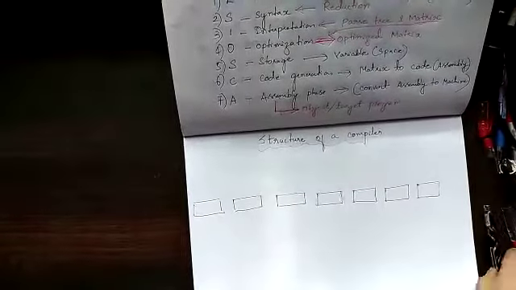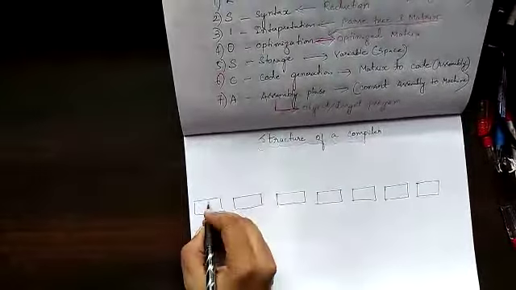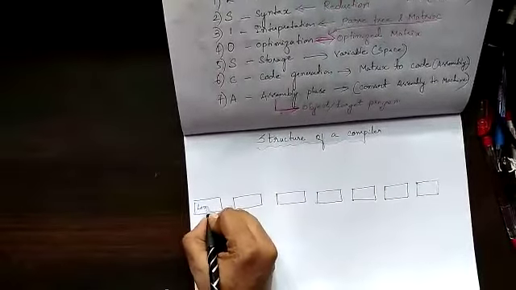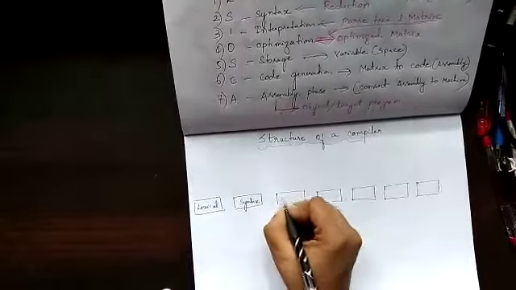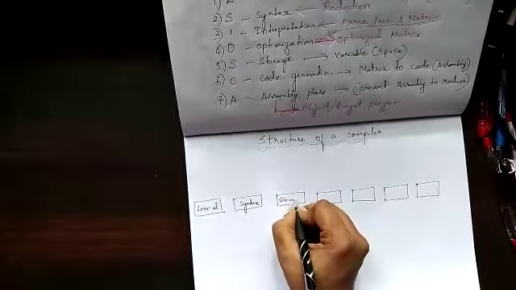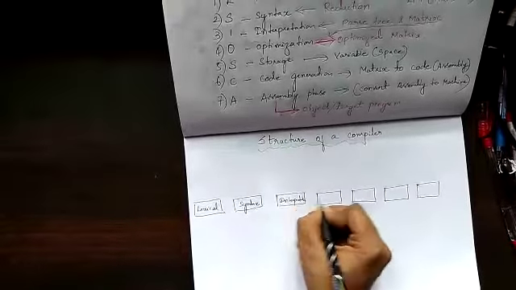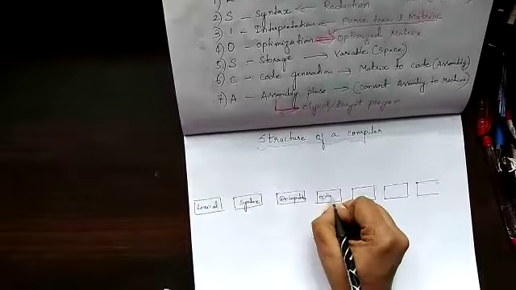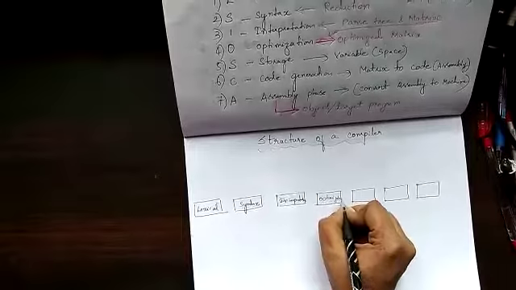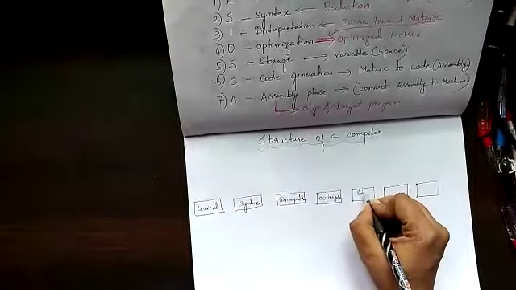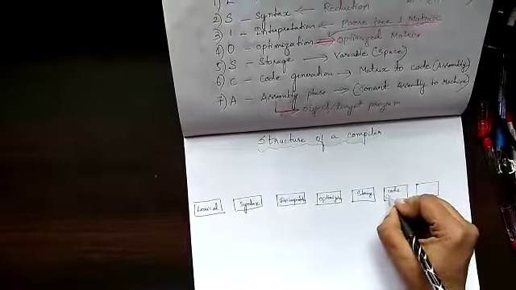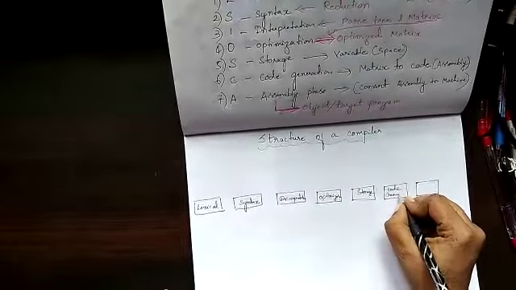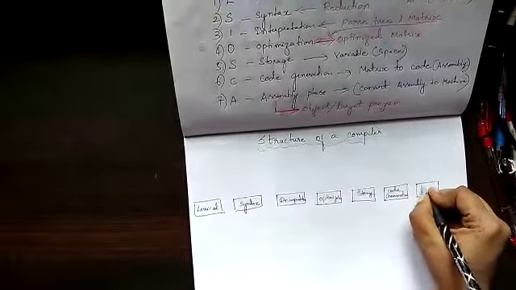Then, whatever accordingly you have written: lexical phase, syntax phase, interpretation phase, optimization phase, storage assignment phase, code generation and assembly phase.